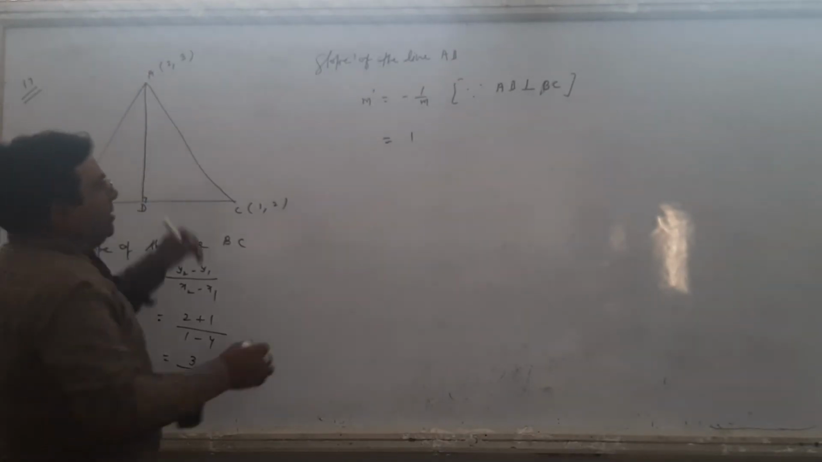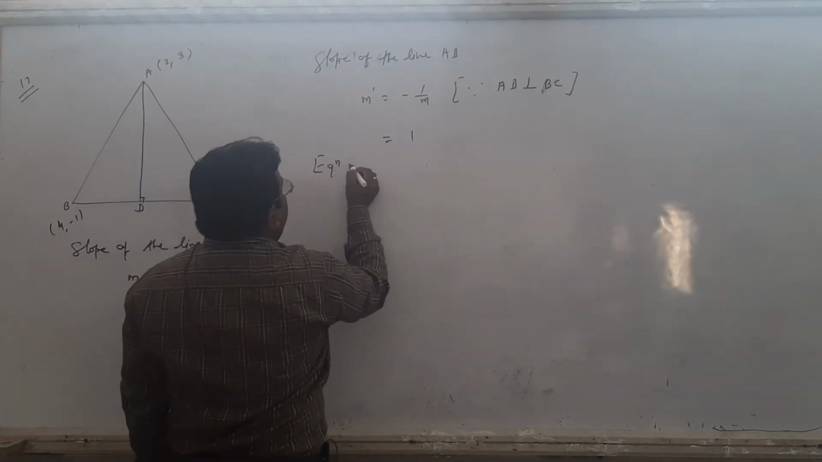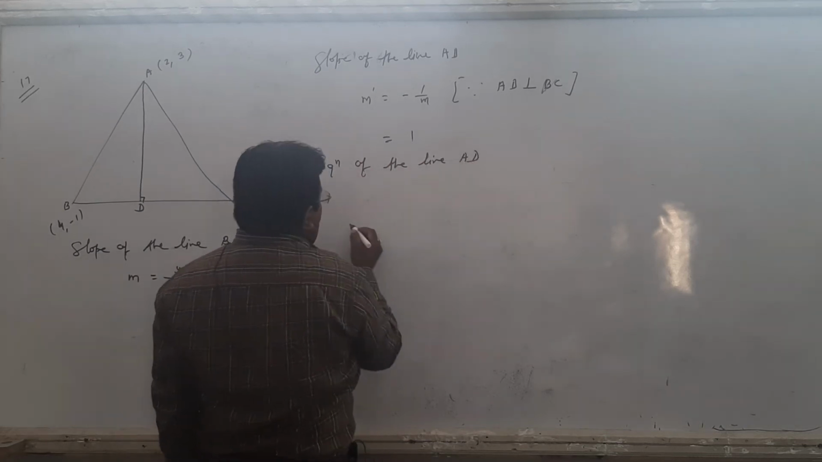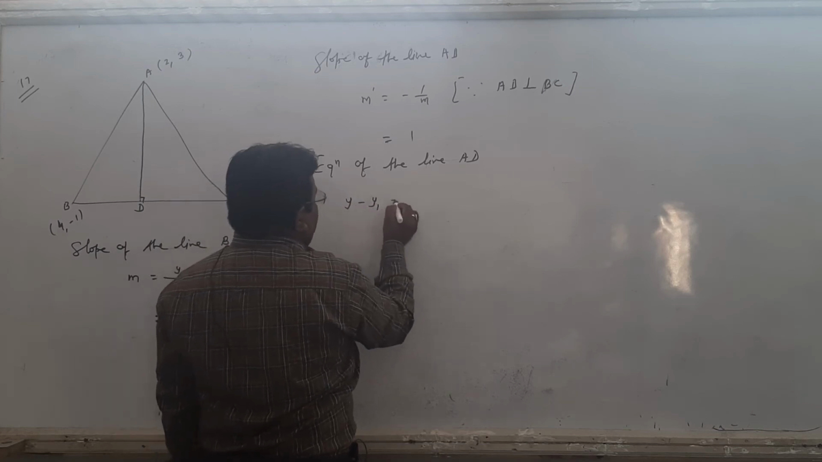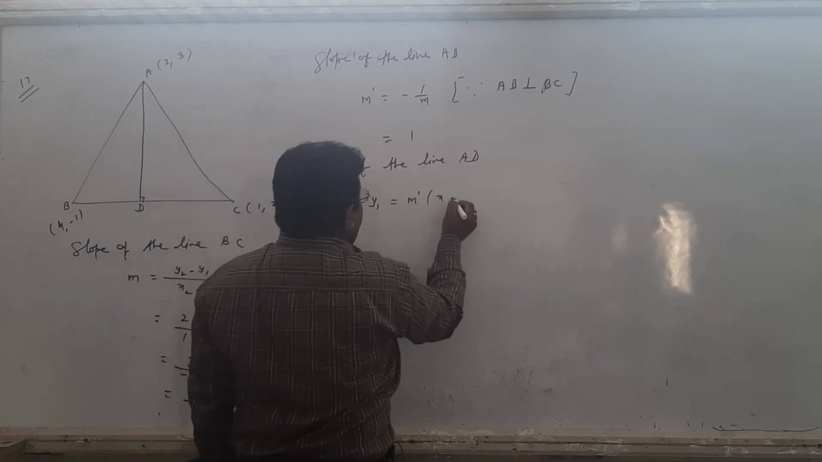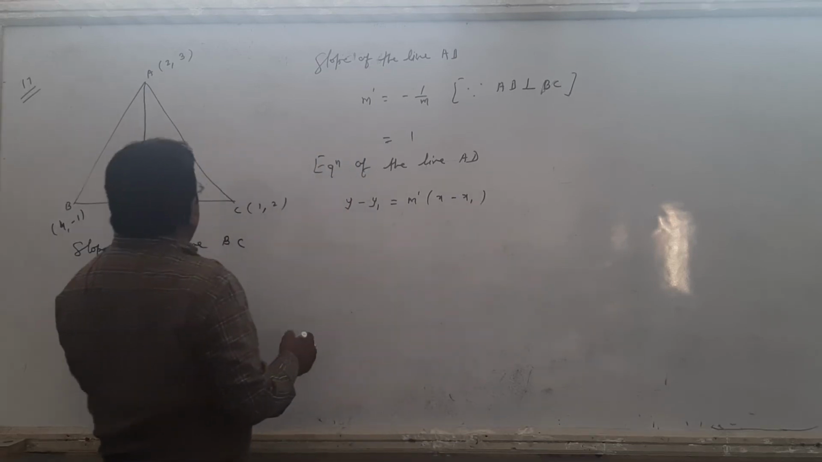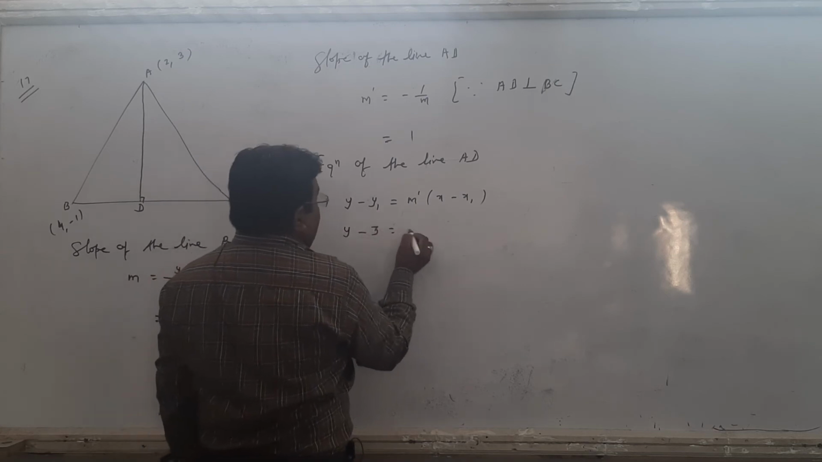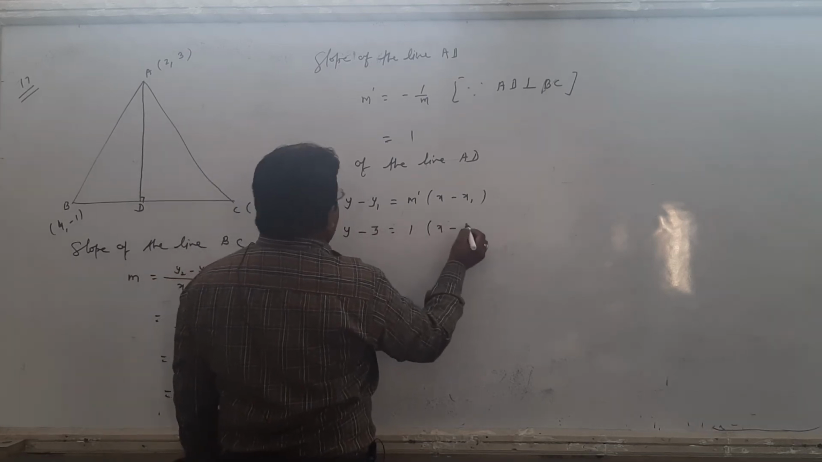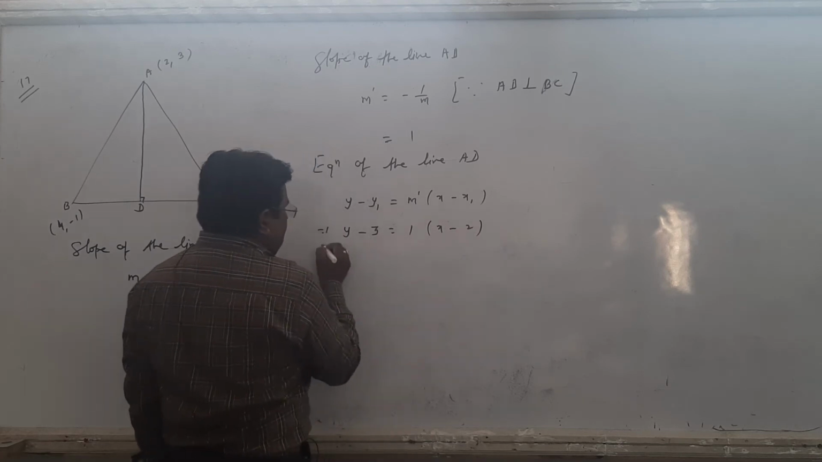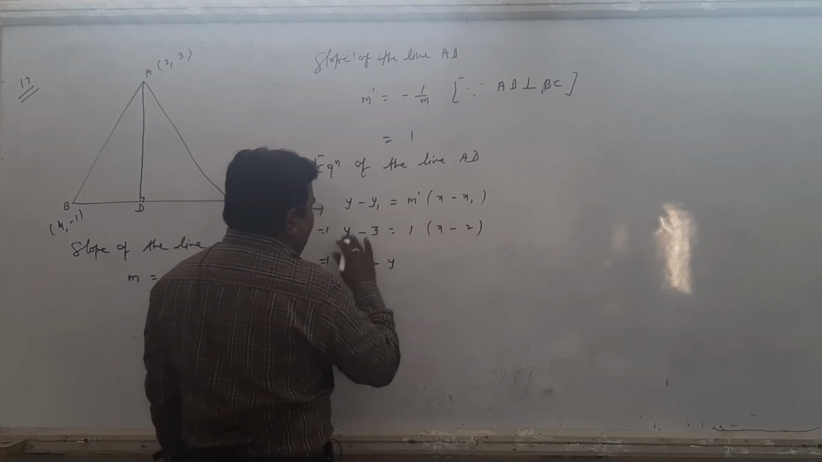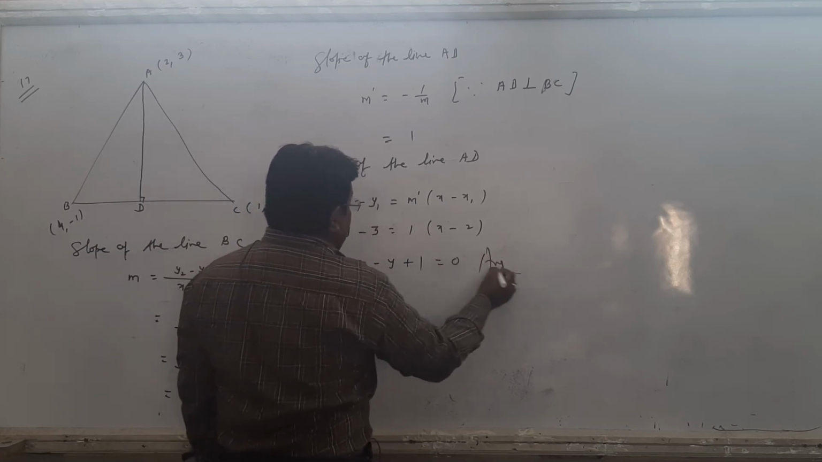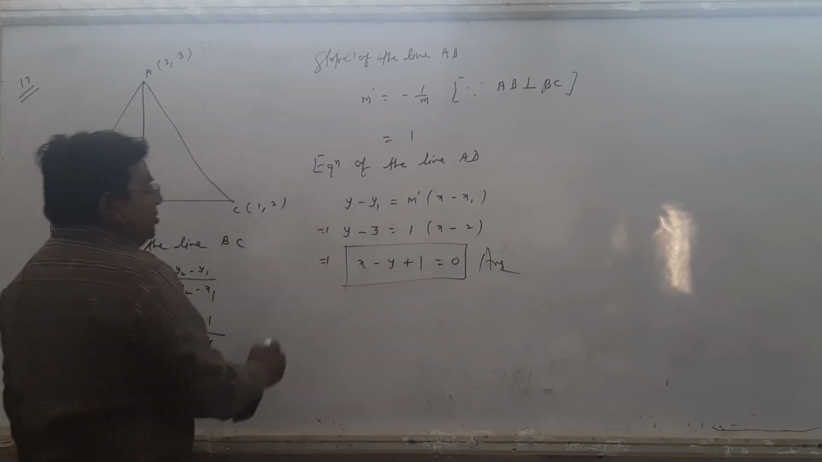Slope is given, point is given. Now the equation of the line AD. This is the formula, point slope form: y minus y1 equals m times x minus x1. You know, student, x1 is 2 and y1 is 3. Then y minus 3, slope is 1, and x minus 2. So now simplify, that is x minus y plus 1 equals 0. This is my first answer. This is the equation of the altitude.